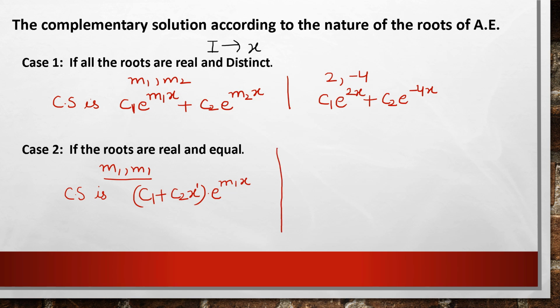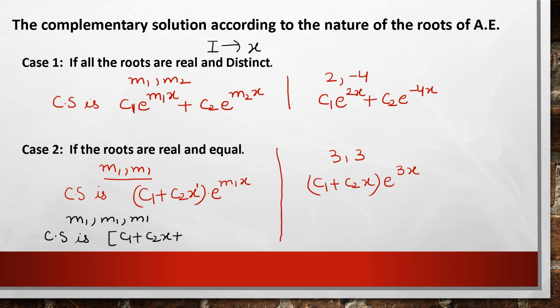For example, let's say your roots are 3, 3. Then how will we write the solution? c1 plus c2 x into e power 3x. Now let's say your root is repeating 3 times, m1, m1, m1. Now we'll assign 3 constants corresponding to the single root m1. So we'll write c1 plus c2x. Now we'll increase the power of x, c3 x square, e power m1 x.